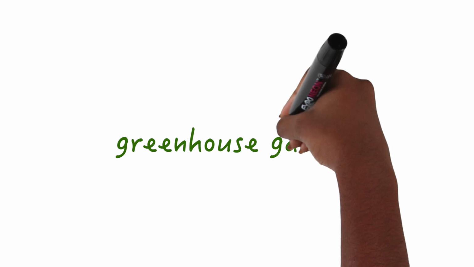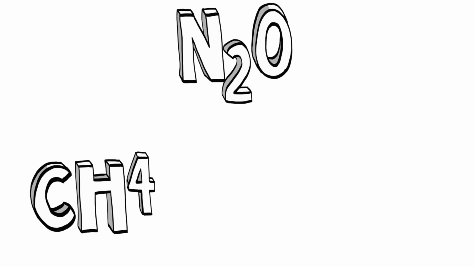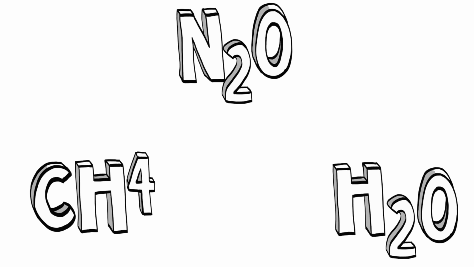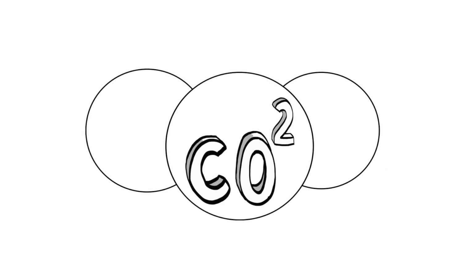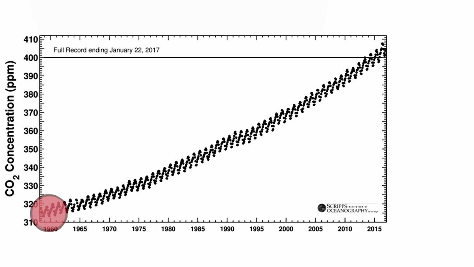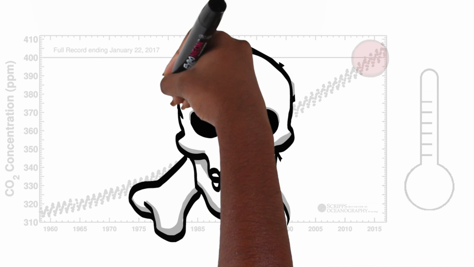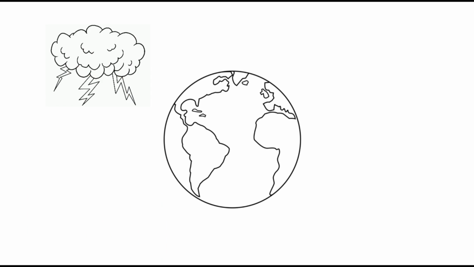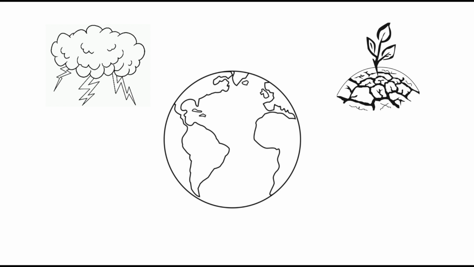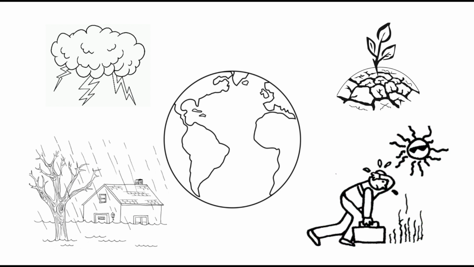There are other greenhouse gases, such as methane, nitrous oxide, and even water vapor. However, we now have more and more carbon dioxide in the atmosphere. The buildup of these greenhouse gases in our atmosphere over the last 200 years is now causing temperatures to rise and interfering with Earth's ability to sustain life. This is causing more extreme weather events worldwide, such as stronger and more destructive hurricanes, more severe droughts and flooding, and more intense heat waves.